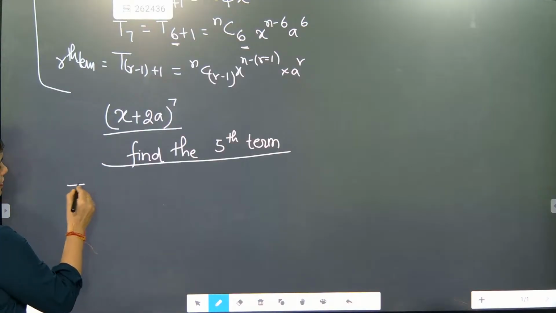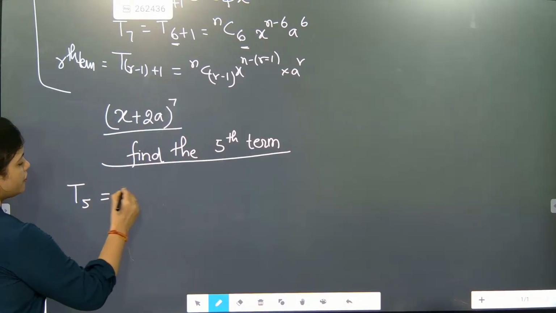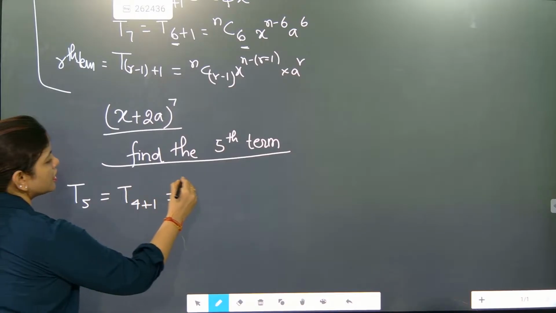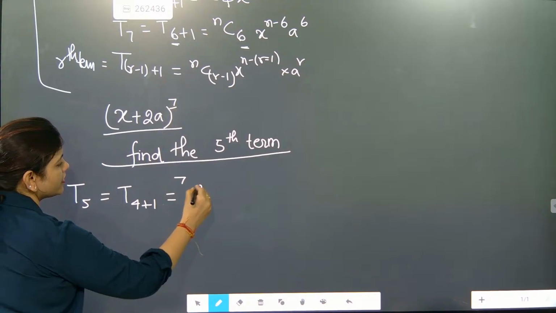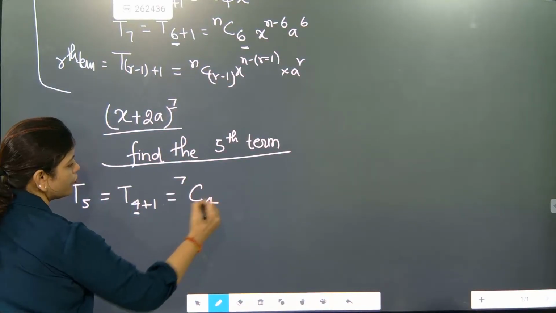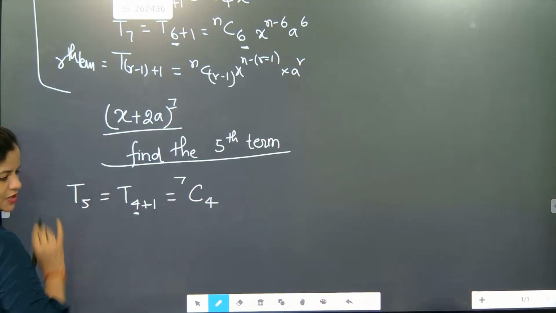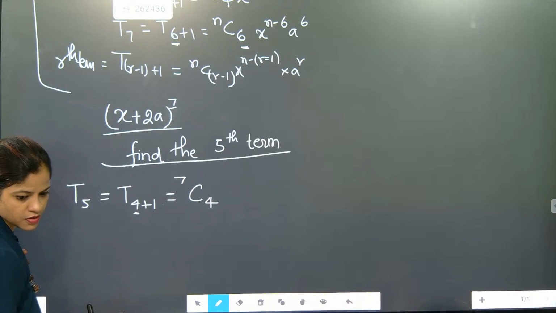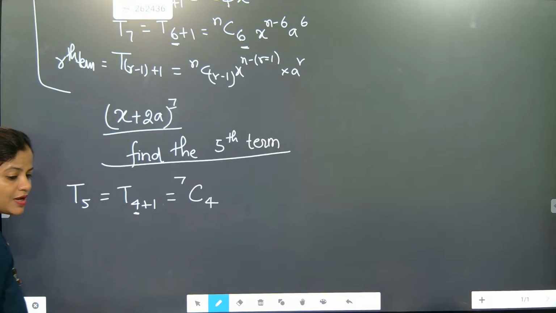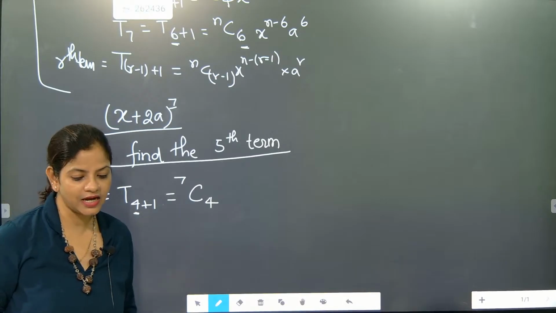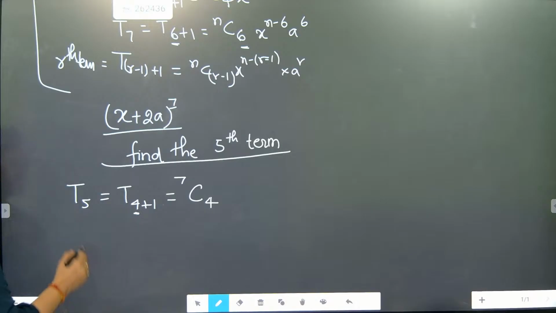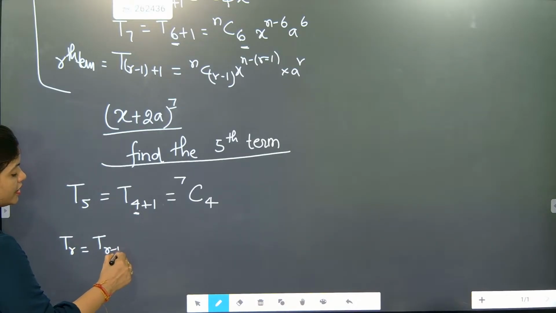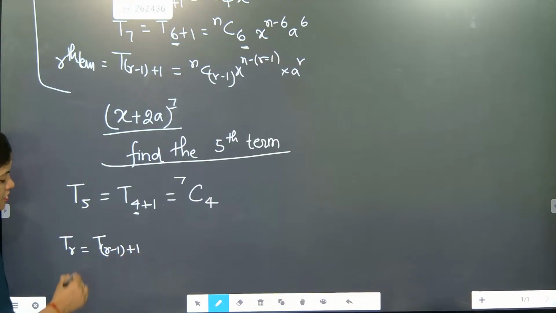Directly, the fifth term, that is T5. T5 is T4 plus 1. What is the total degree? 7. The finding is 4, because the fifth term is 4 plus 1. But that plus 1 is exactly one term bigger than that. So only we write like that, Siddharth. So if somebody asks for the Tr term now, beta, it will become one term lesser and then plus 1. This is the formula, Siddharth.